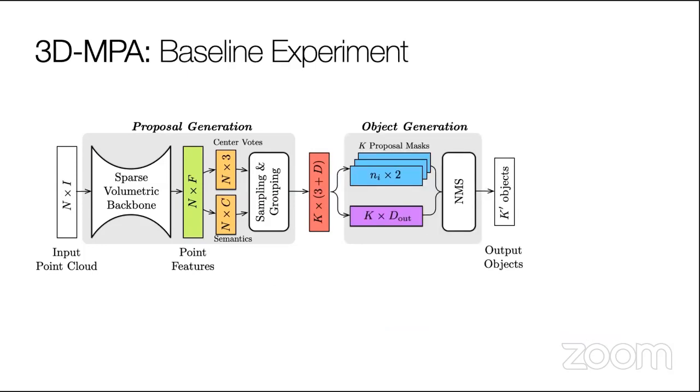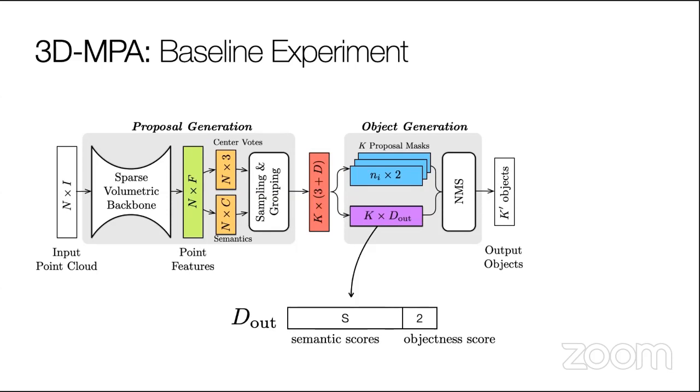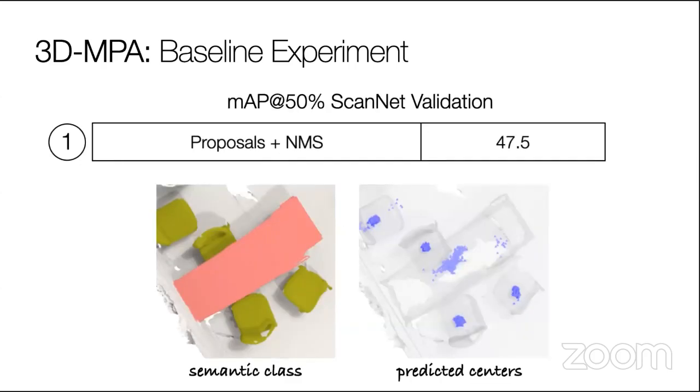In our first baseline experiment, we follow the top-down instance segmentation paradigm as, for example, used in Mask R-CNN. We can now predict a binary foreground background mask for the points of each proposal, as well as a semantic class and an objectness score. By passing the proposals through non-maximum suppression, we obtain the predicted semantic instances. However, this does not work too well, especially for large objects where accurate center prediction is more difficult.